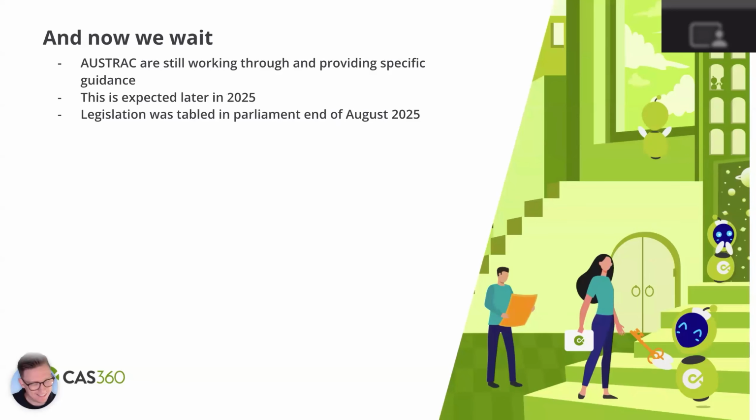And now we wait. AUSTRAC are still working through and providing specific guidance, so we are expecting this hopefully later this year. In August, so at the end of last month, this legislation was tabled in Parliament. So it is still going through those lawmaking processes. It's not officially law just yet, but it is a law that's had a lot of public consultation and a lot of information, and we're looking to start next year.